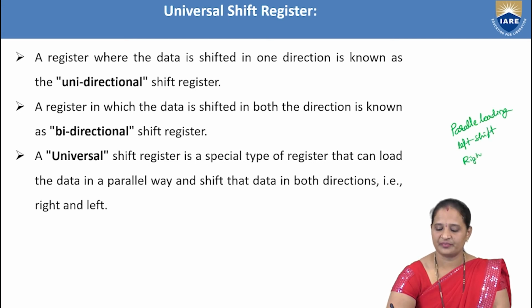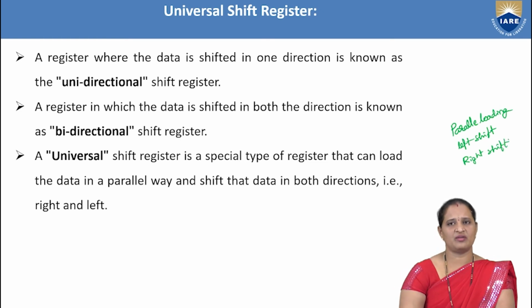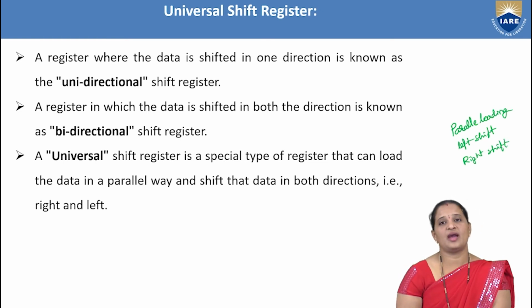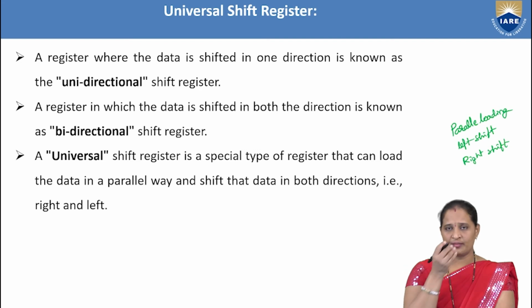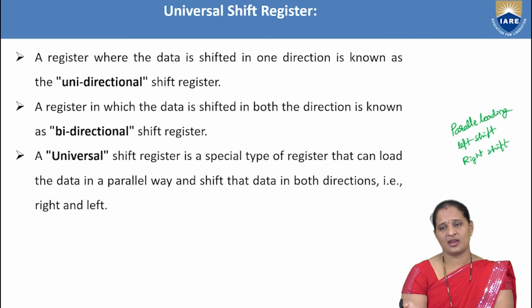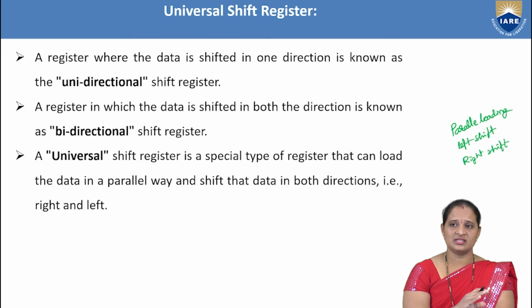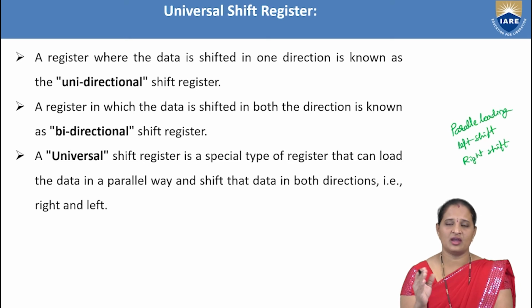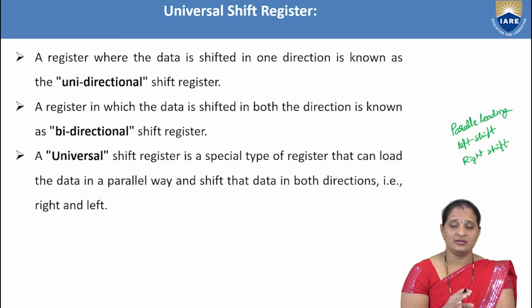right shift operation. So till now we have seen SISO, SIPO, PISO, PIPO and bidirectional. So with all the first four modes, we are able to load either serially or parallelly, and in all those cases we are able to shift the data in either the left or right direction. But in the bidirectional shift register, what we have seen is we can shift the data from left to right as well as from right to left.